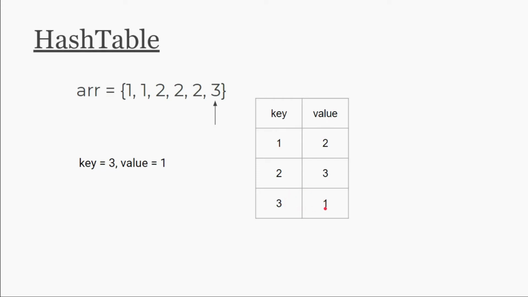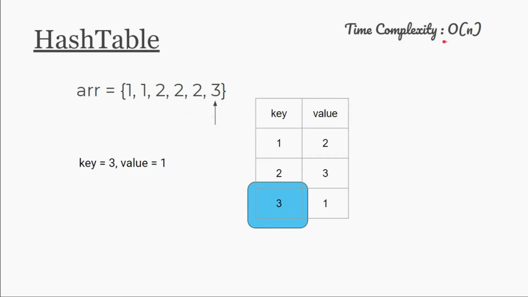And after storing all the values, we will return the keys whose values are 1 because they all are unique keys. In this case, we have to iterate over the array only once, so our time complexity will be O of n, where n is the length of the array. Also, we need an extra space for the hash map, so the space complexity here is O of n. This approach is much better. So let's see this in code.